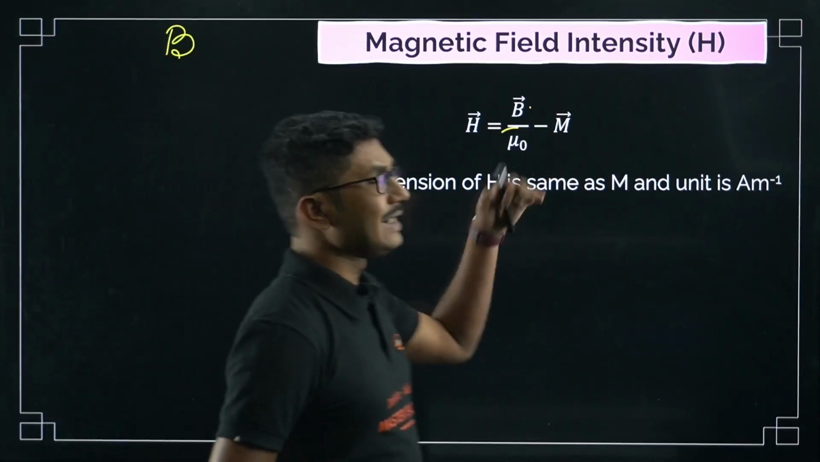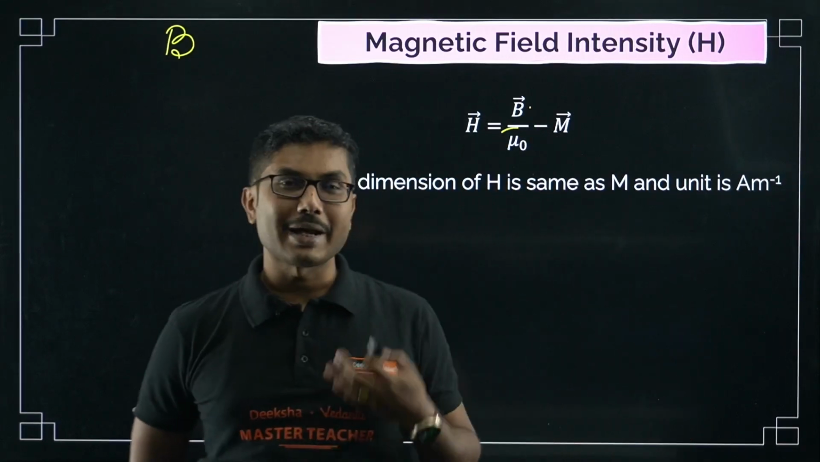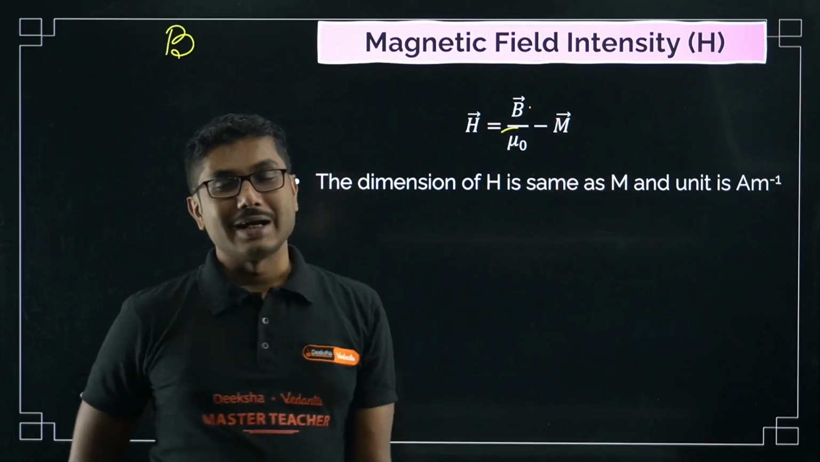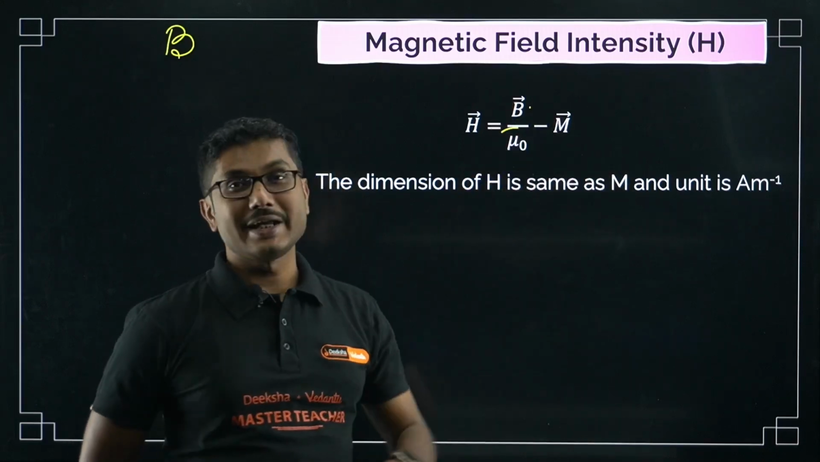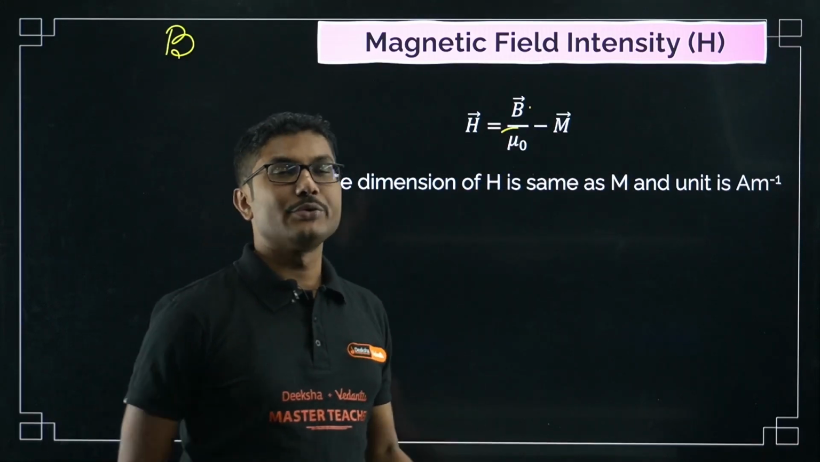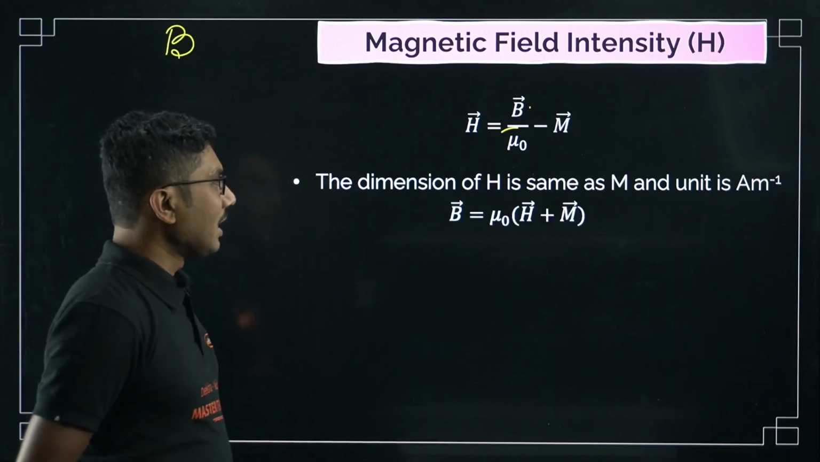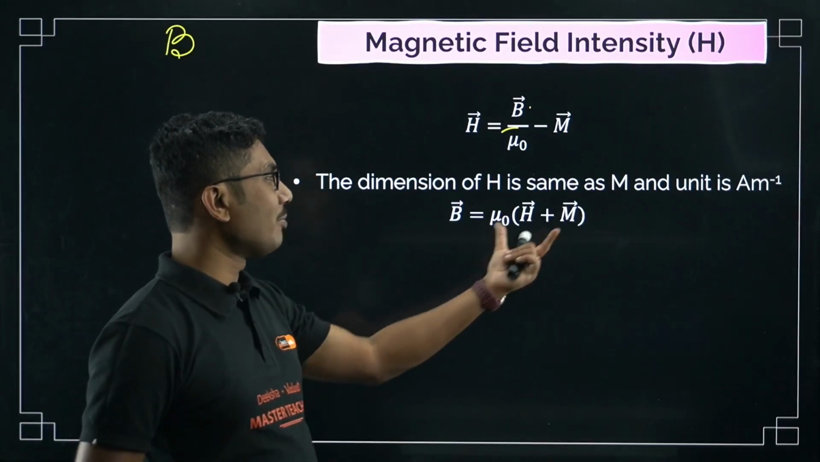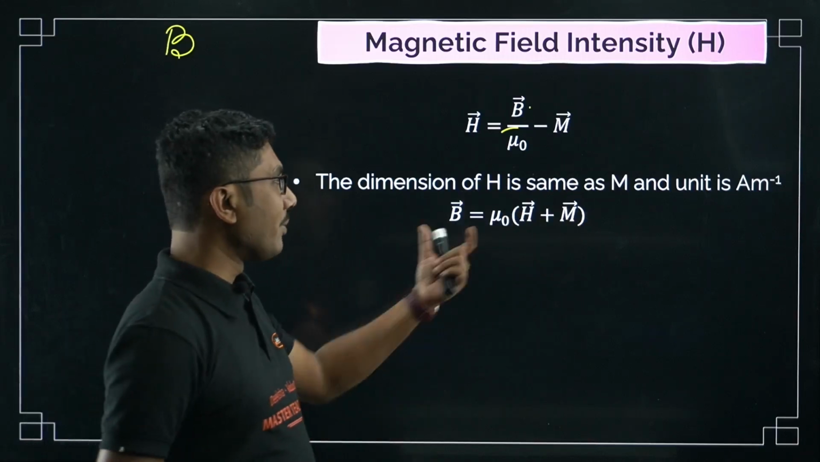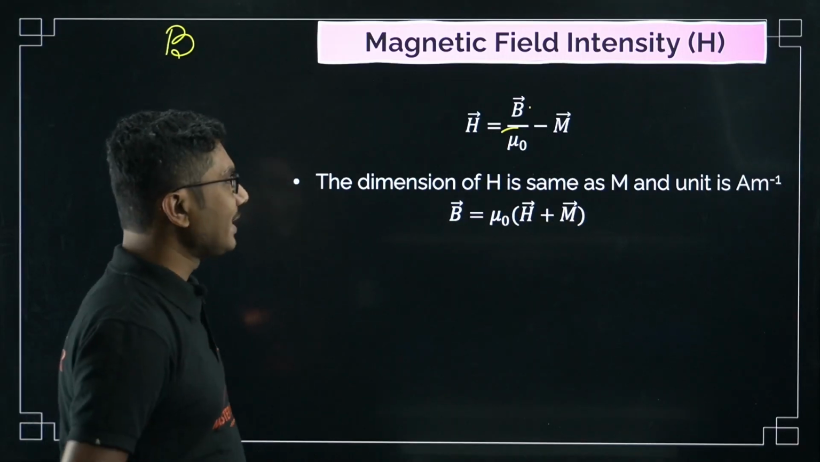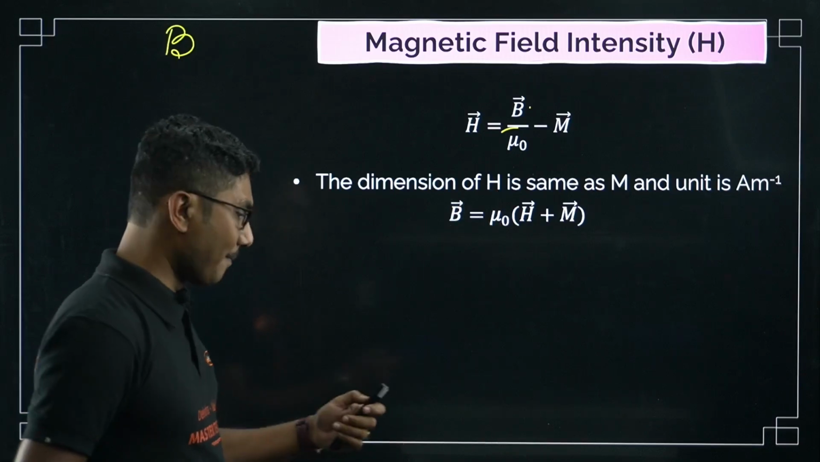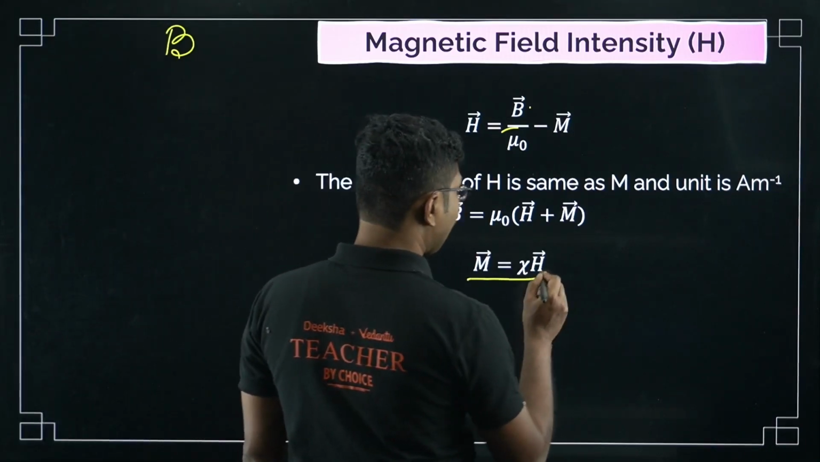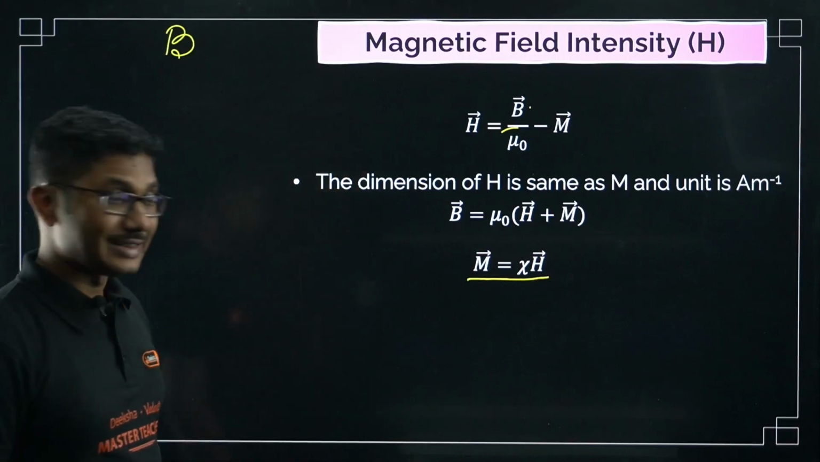M is basically the internal response, the internal magnetization. H is basically external. That is why we divide and subtract, to understand what is happening due to the external field. Now the magnetic field at a point is the external field component plus the internal field component. Everything has to be there. So B equals mu naught times H plus M. Again, there is a direct relationship between magnetization and magnetic field intensity. They are related to each other.